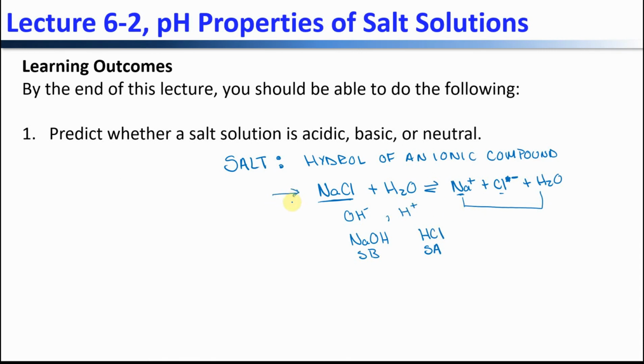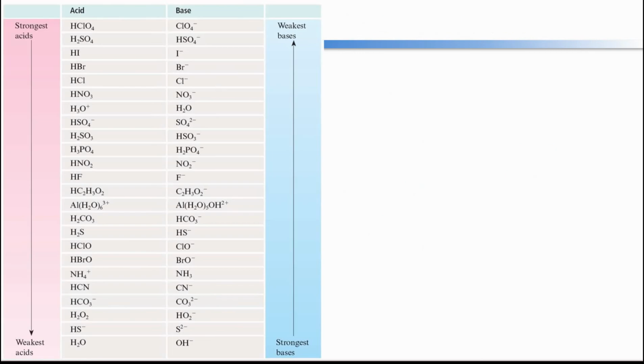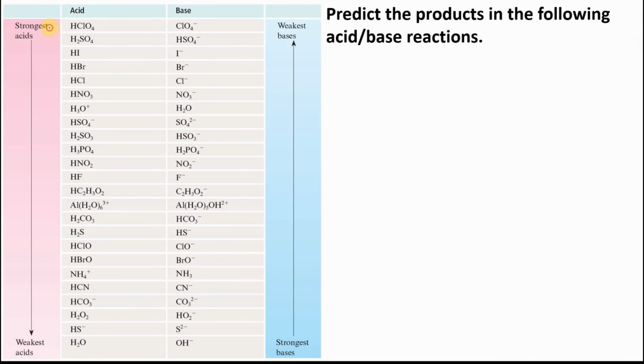Now let's go into things that aren't quite as obvious, and what we're going to depend on is either looking for tables of Ka values or looking at something that gives you the relative strengths of your acids and bases. I want to remind you, we looked at this table earlier on when we were talking about acids and bases. Our strongest acid is up here, our weakest base is up here. In fact, here are our 6 strong acids.